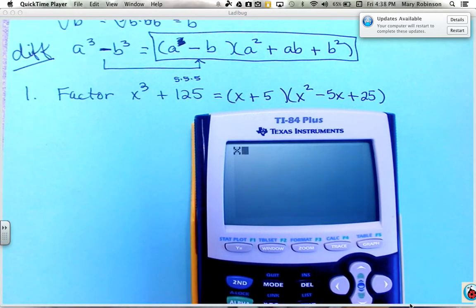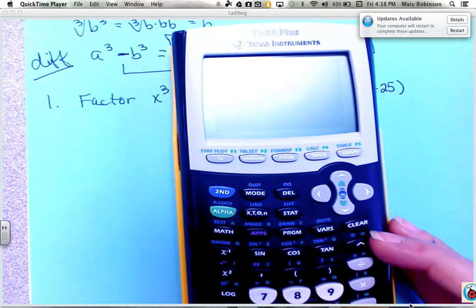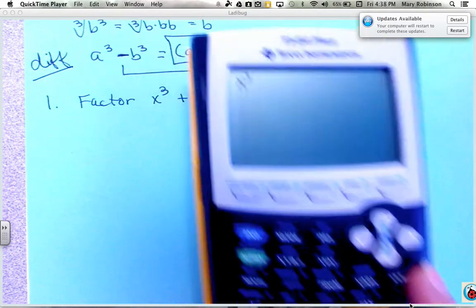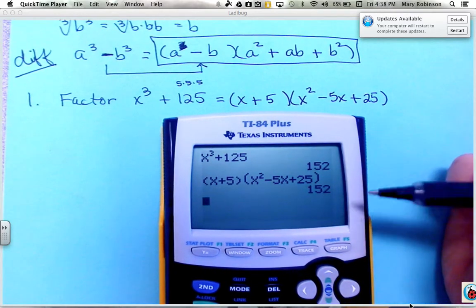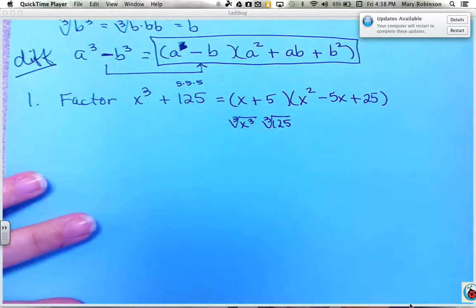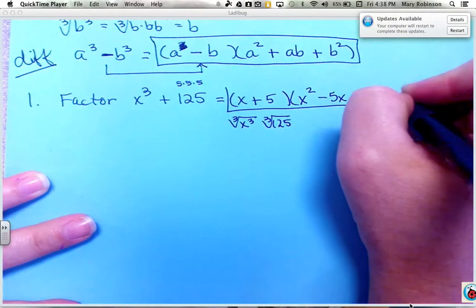So let's, on our home screen, type in x to the third, remembering to use your caret key located right here above your divide key. So x to the third plus 125 and hit enter. And then type in your answer, x plus 5 times x squared minus 5x plus 25. When we do so, we can see that these are equivalent expressions, telling us that we do have now the correct factored form.